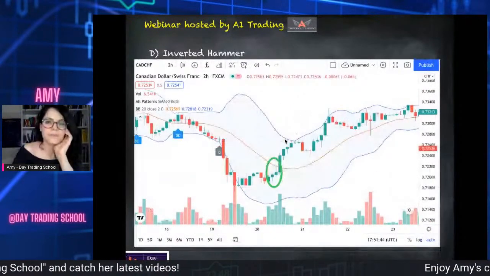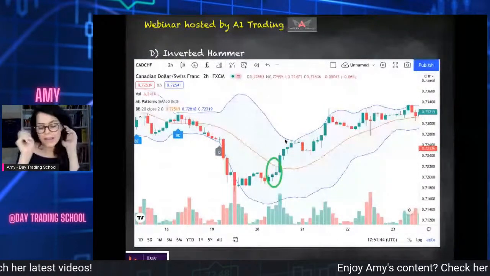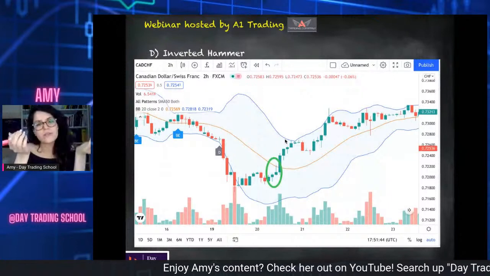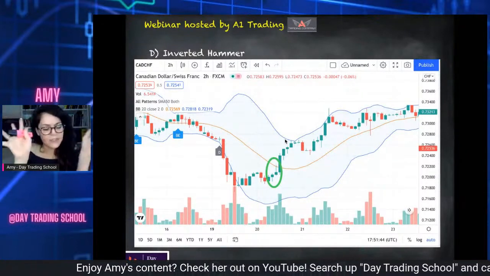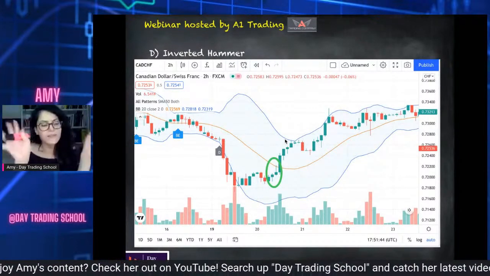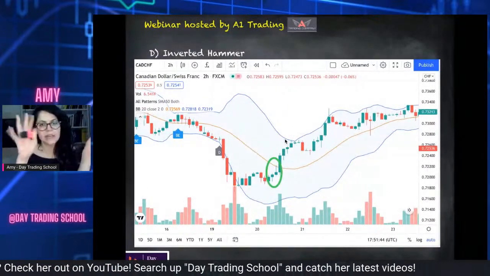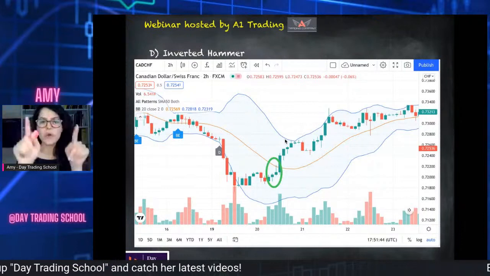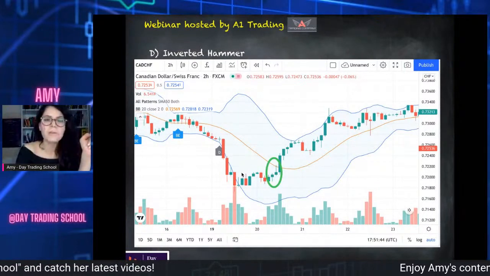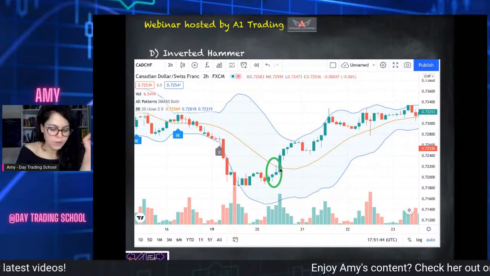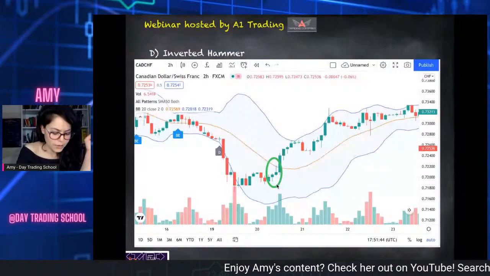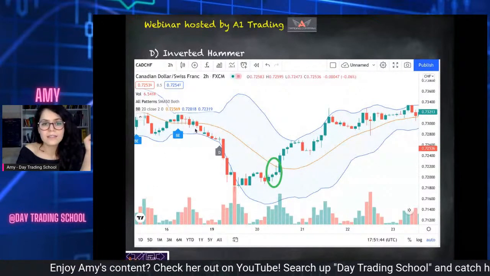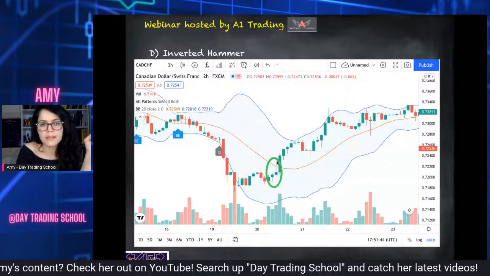Inverted hammer. What I wanted to say about inverted hammers is that I see this before the London trading session with GBP USD so many times, and you can actually spot them beforehand. This is an inverted hammer, right? We had a downtrend, then a sideways movement, and then an inverted hammer.